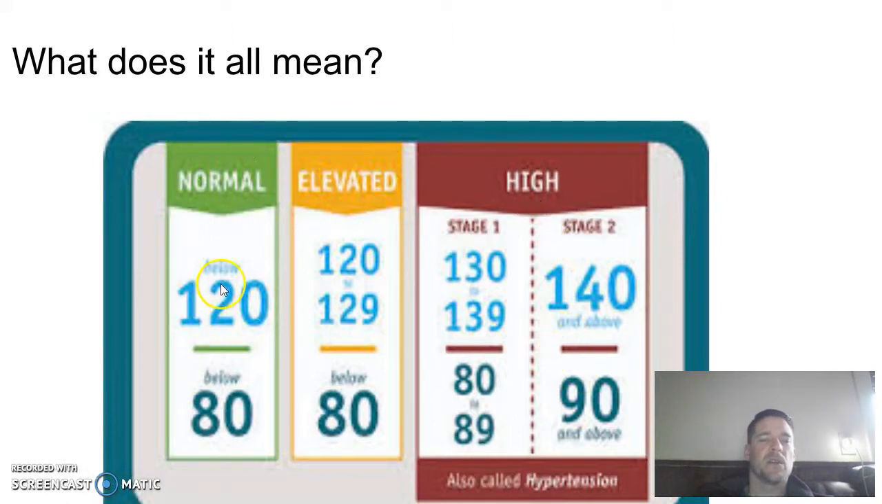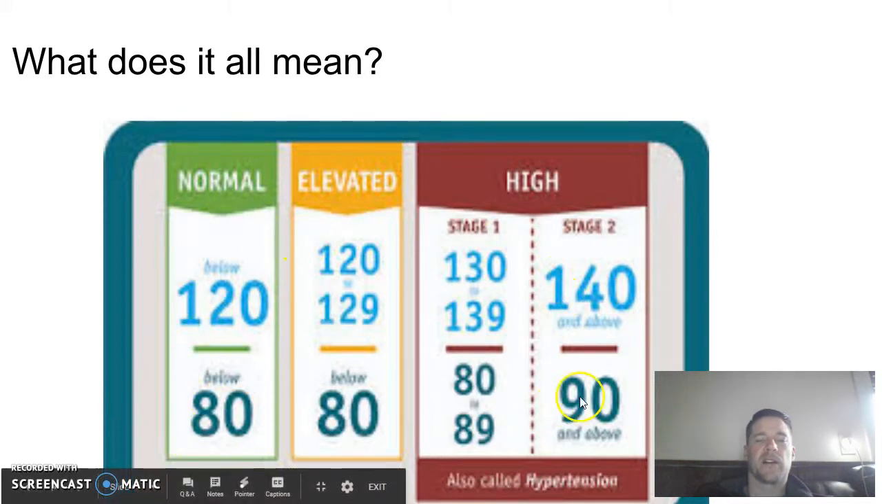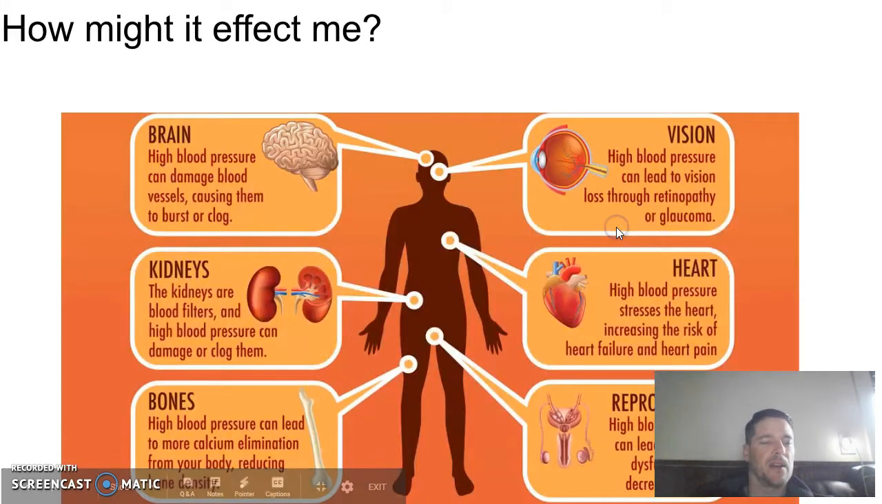What does it all mean? Once again, the top number is when the heart is beating, and the bottom number is when the heart is resting, and that is the pressure for each of those respectively. And how might it affect you?